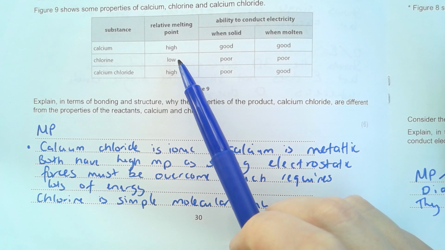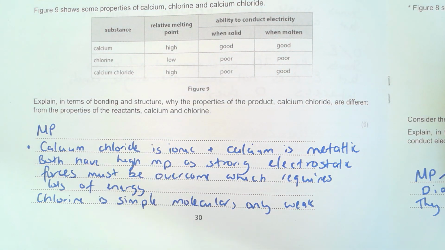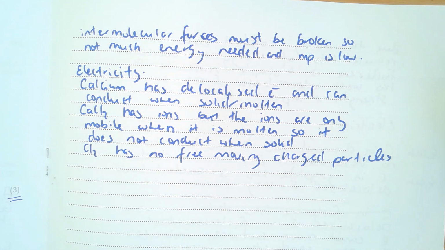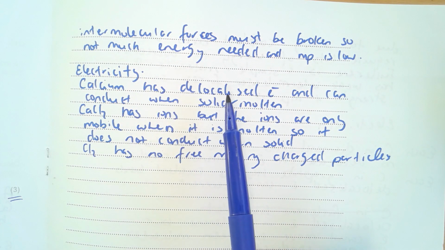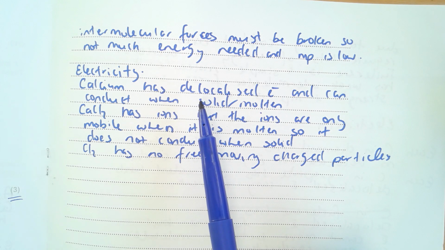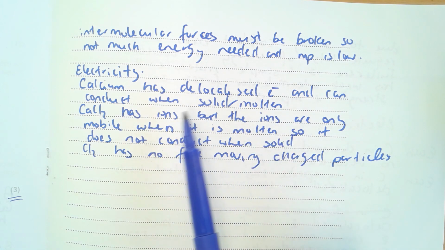Then I'm going to comment on chlorine. It's got a low melting point. Why? Well, it's simple molecular, therefore you've only got weak intermolecular forces, not as much energy is going to be needed. In terms of electricity, they'll tell you that calcium can conduct electricity always. That's because it's a metal. I don't need to say that again. I've already said it's a metal, so I'm just going to say calcium has delocalized electrons, therefore conducts when solid and molten.